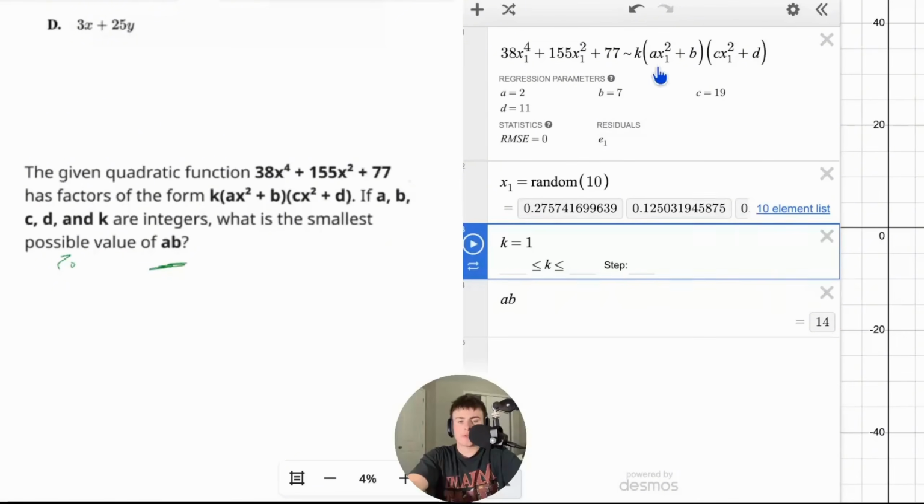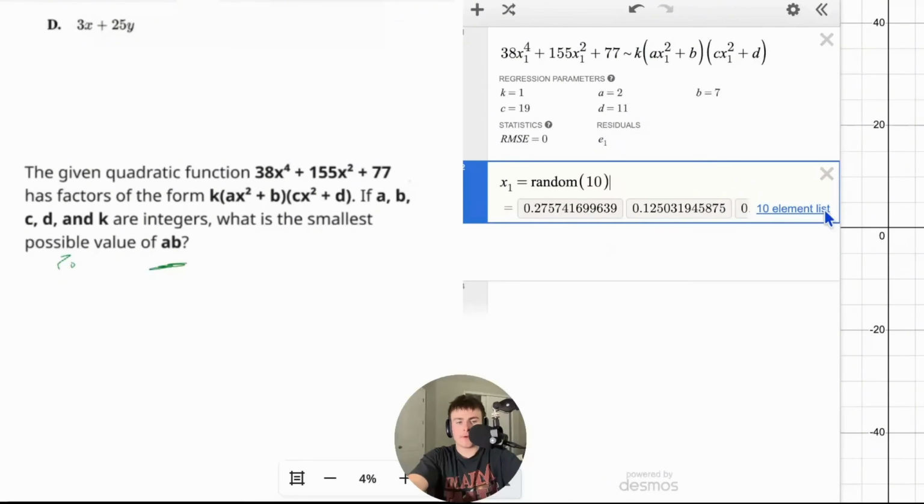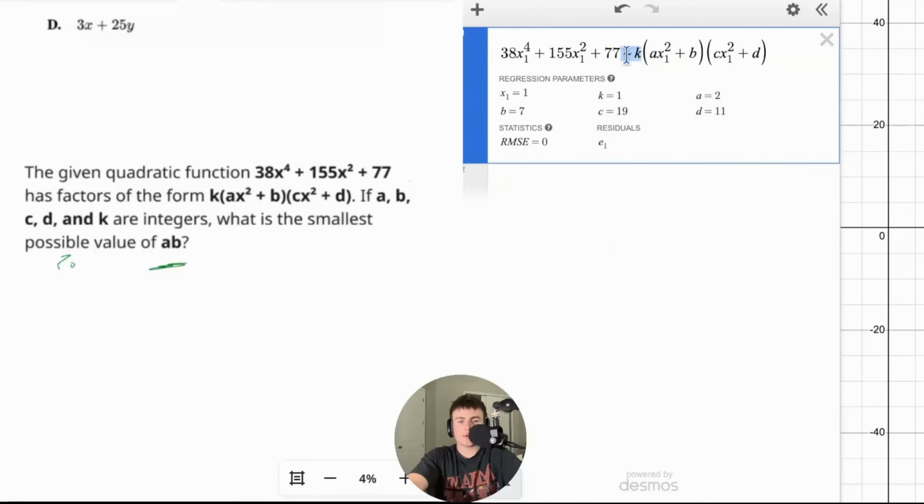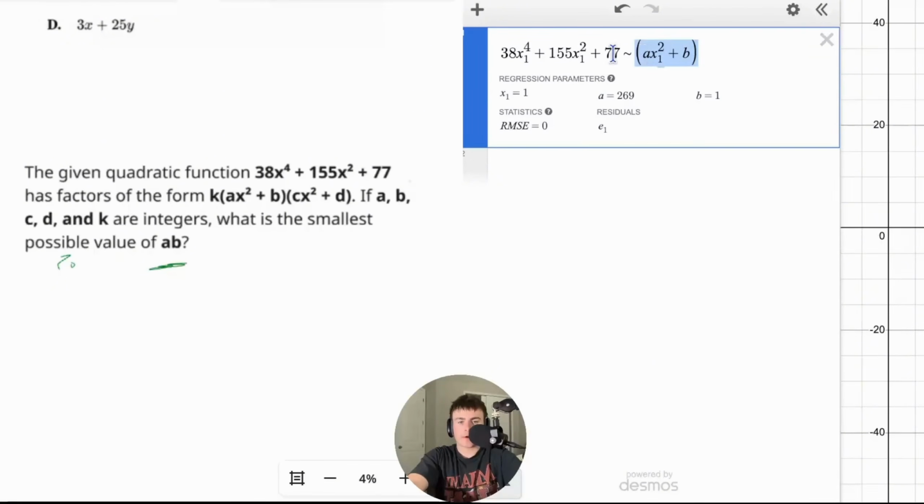So let's say it was a little bit different. This is on the test, by the way, sort of, where it said this was a factor of this expression, and then you have to find the smallest possible value of ab. Well, it's kind of the same thing, except now this factor is not equal to this side. The structure is not even close to this side. So I have to match the structure.